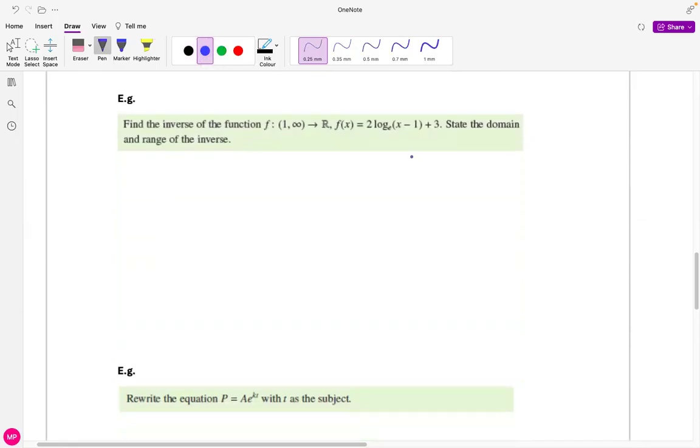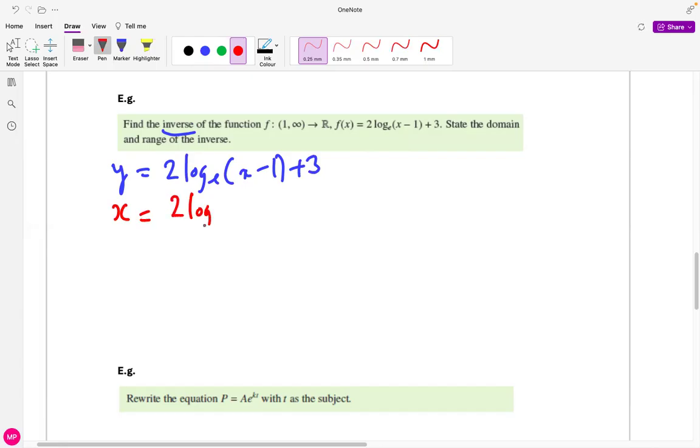This time we have a log equation and we want to find the inverse, which we know is going to be back to exponential. So let's start by writing the equation y equal to log a of (x minus 1) plus 3. To find the inverse, I swap x and y. So y becomes x, equal to log a of (y minus 1) plus 3.